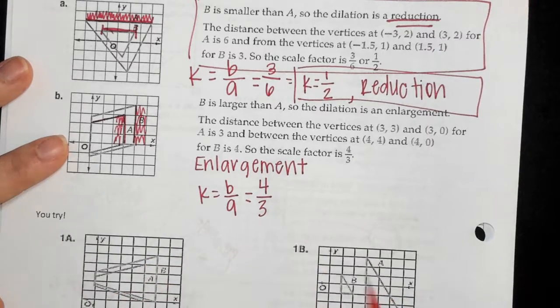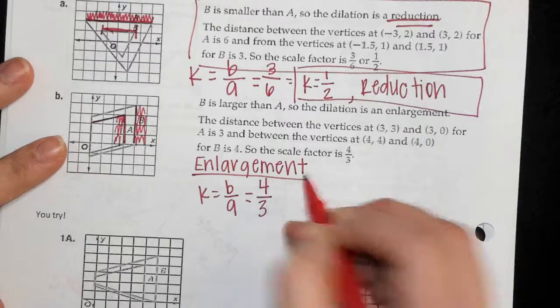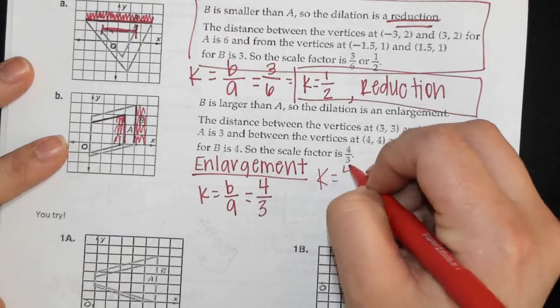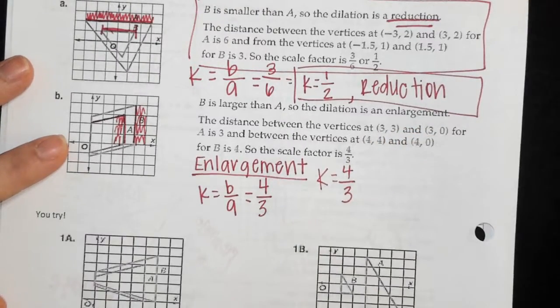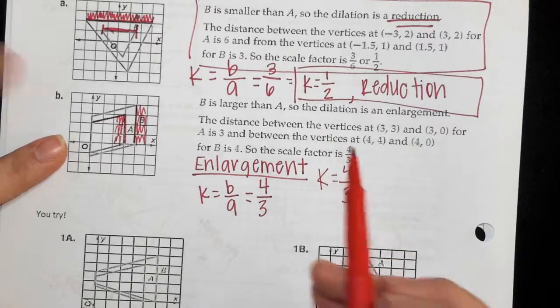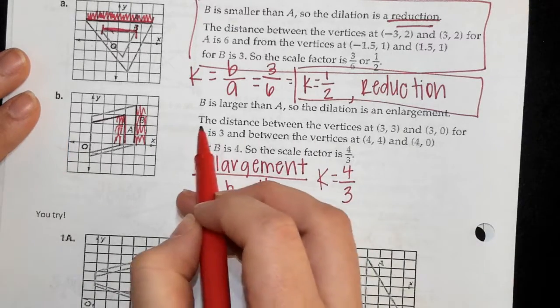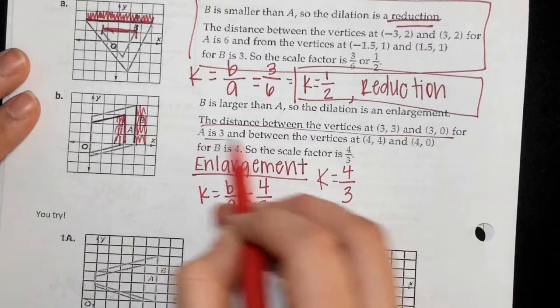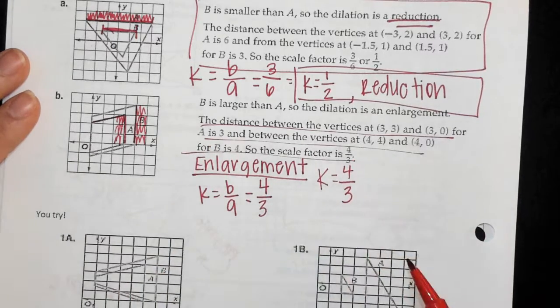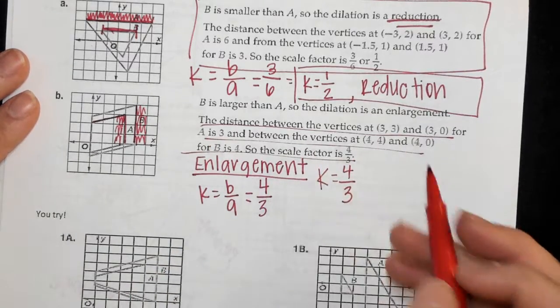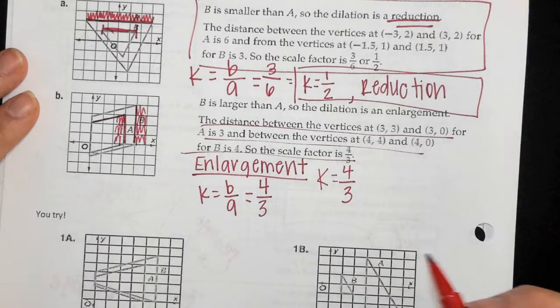So you have 2 questions. Enlargement or reduction? Enlargement, and the scale factor is 4/3. See, this is why I show you this. You see, they found the distance. You see how they're explaining it? I don't use all that. I just count the boxes, right?